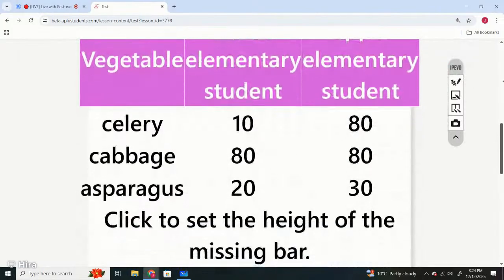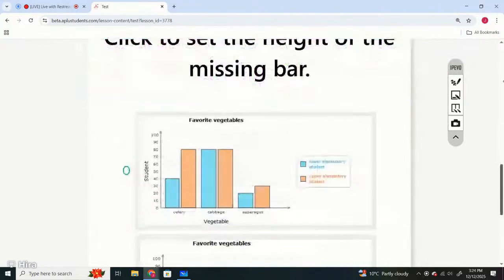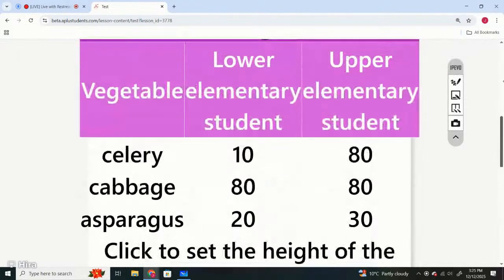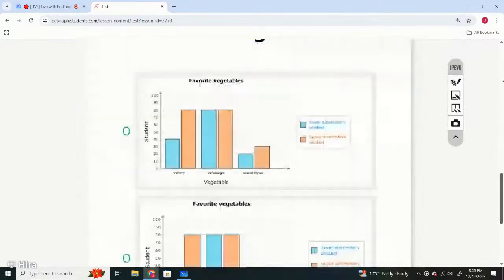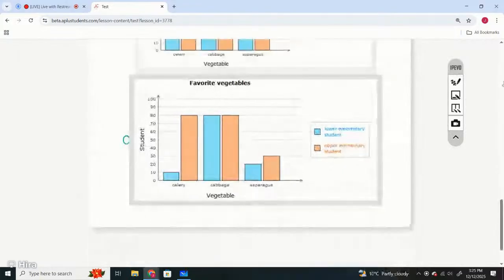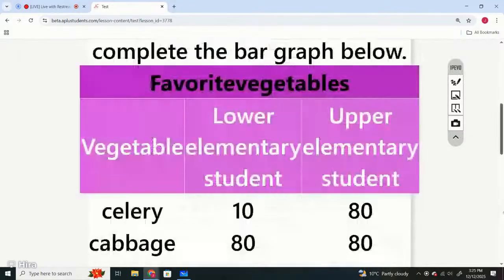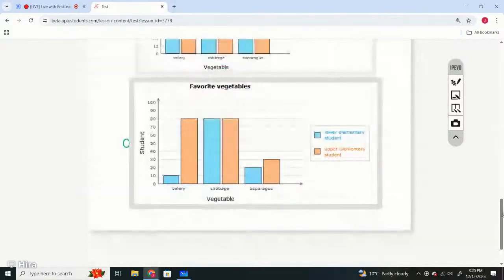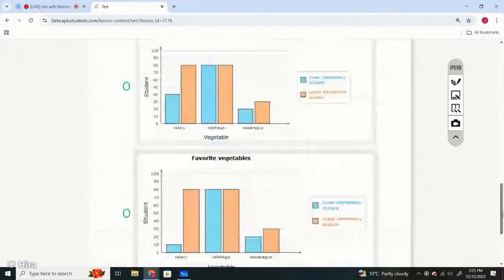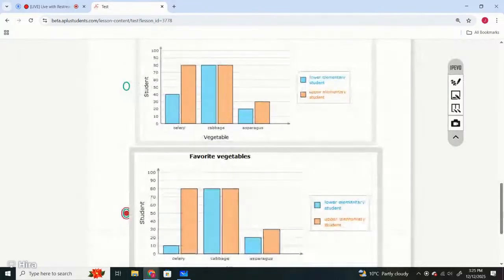We need to see which one is the correct one. For celery, it is 10 lower elementary students and 80 upper elementary students. Okay, no, that isn't the correct option. 10 and 80, right? This one is 80 and 80. Here you have 20 and 30. Option number 2 is the correct option.